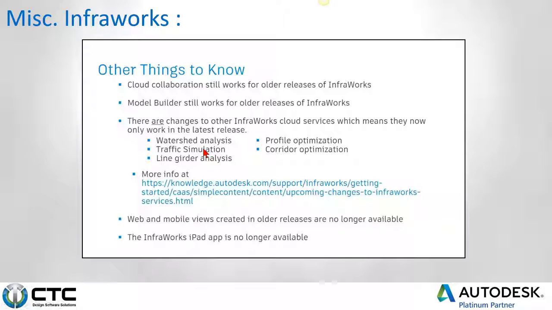Due to some EU constraints, the cloud services of watershed analysis, traffic simulation, line girder analysis, profile optimization, and quarter optimization will only be valid in the latest release. So 2019.0 is the only version that I can get these five. If I'm in 2018.2 and I was about ready to optimize my quarter, I'm not going to be able to do it. These five, only in the latest release.